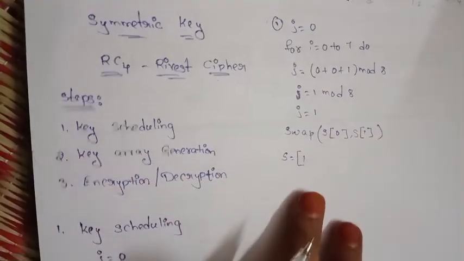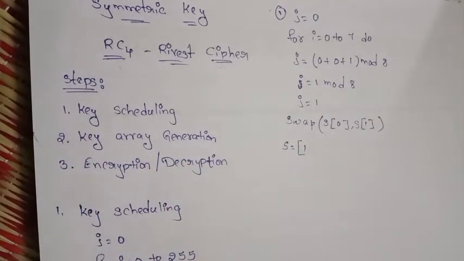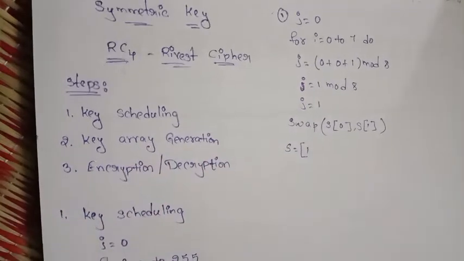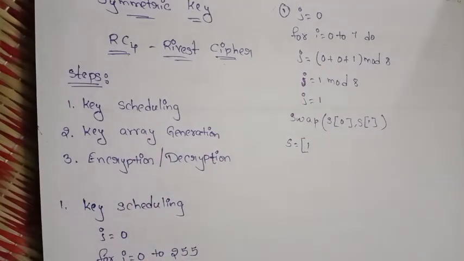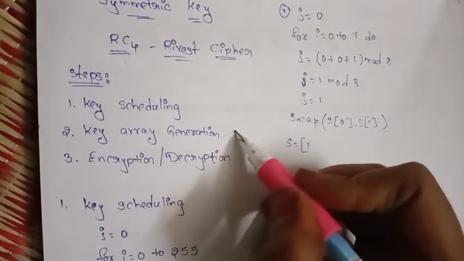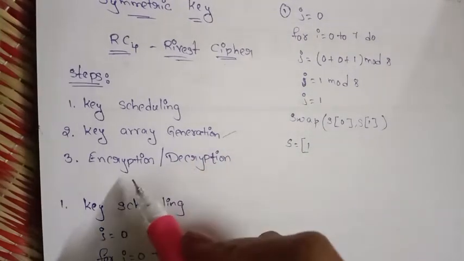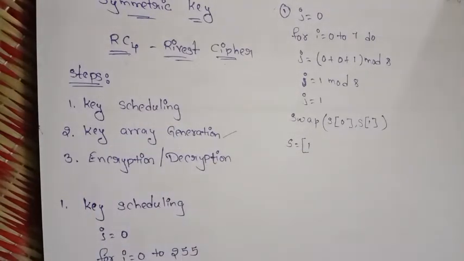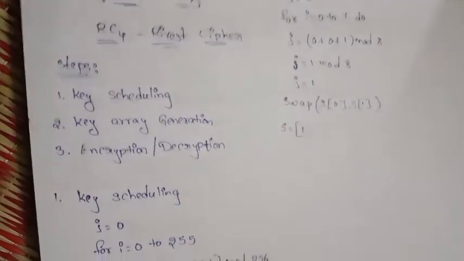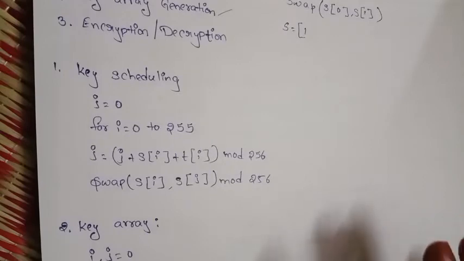Next, I am going to talk about the procedure for solving the RC4 problem. It consists of three steps. The first step is key scheduling, the second step is key array generation, and the third step is encryption or decryption. So let us see how we are going to do the key scheduling, guys.